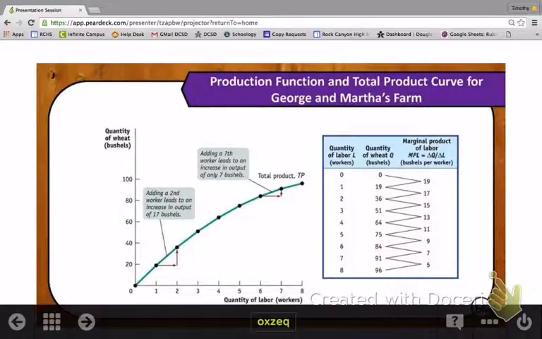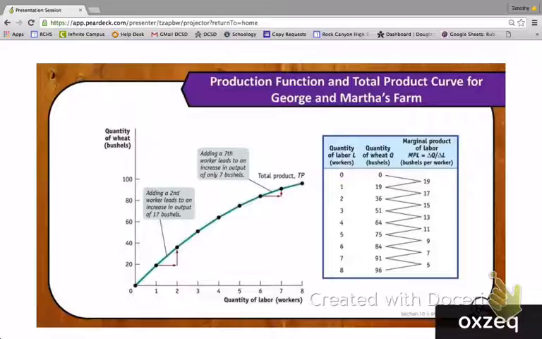Here, you can see the same thing happening with George and Martha's farm if they're producing wheat. Again, you can look at the table and compare it with the total product curve, and you can see that when we add the 2nd worker, they add 17 bushels of wheat to total production. But when we hire the 7th worker, they only add an additional 7 bushels. Their marginal product is much less because you have fewer opportunities to specialize, and they may be getting in each other's way at that point. So the total product curve rises fairly quickly in the beginning with a relatively steep slope, but then the slope flattens out, and it gets less as we add more and more workers as the marginal product begins to decline.